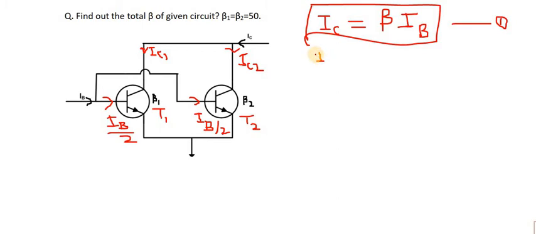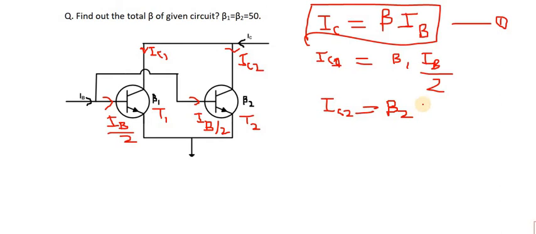So I can write IC1 is equal to beta 1 IB by 2. Similarly, IC2 is equal to beta 2 IB by 2.